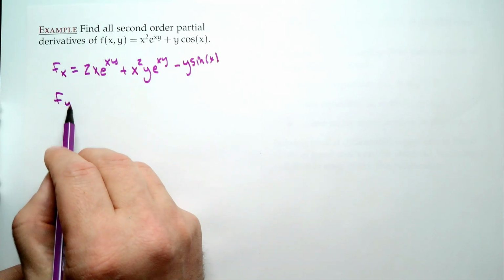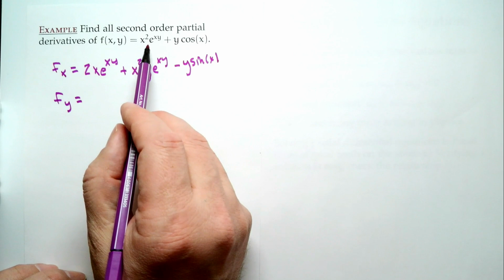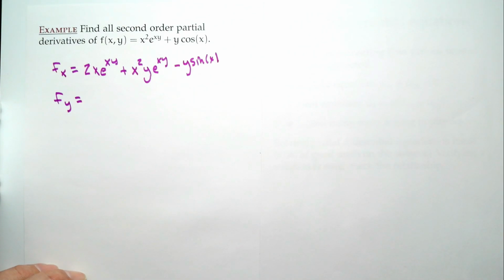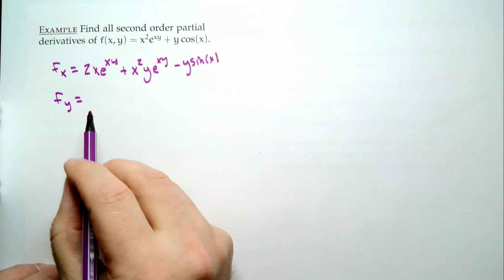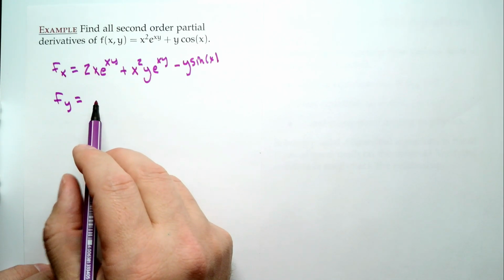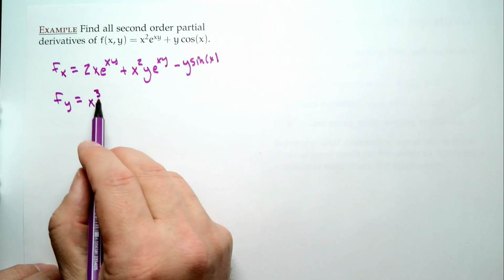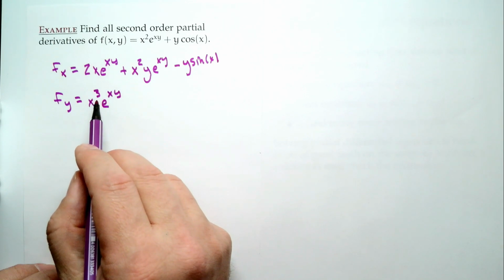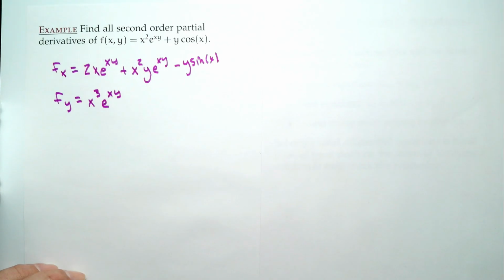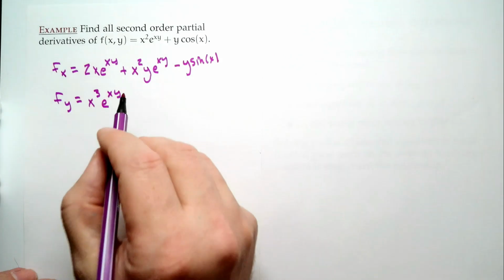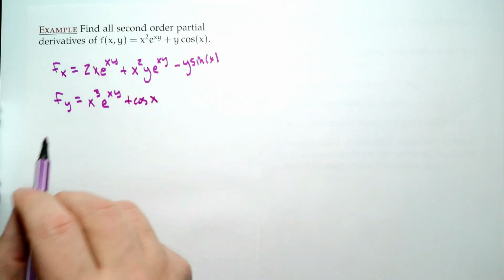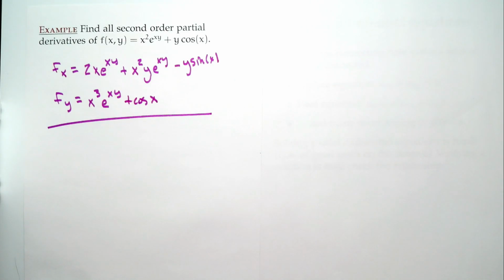Now, derivative of f with respect to y. Well, x squared e to the xy. Do I need the product rule? No, I don't, because I don't have 2 things varying. Only one of those 2 things varies when I vary y. So what is the first thing I write down? x cubed e to the xy. Now, how did x squared become x cubed? Well, you add another x when you're taking the derivative of e to the xy. What's the derivative of y cosine x with respect to y? Cosine x. All right, now the first derivatives are done.